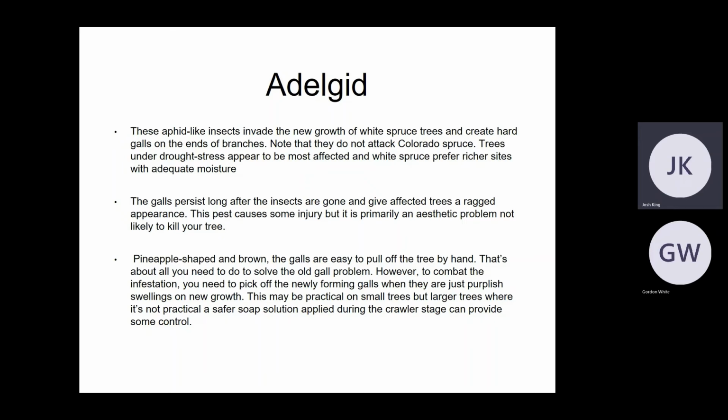Adelgid, aphid-like. I said they do not. I think I've seen it once or twice, but typically it's white spruce. Colorado spruce have big cones with jagged cone scales. White spruce have smaller cones and the cone scale is smooth. If you go to grab Colorado spruce, you won't be able to grab it very hard because it's super sharp and pokey, whereas white spruce you can typically grab by a handful and it won't cause you to yelp.